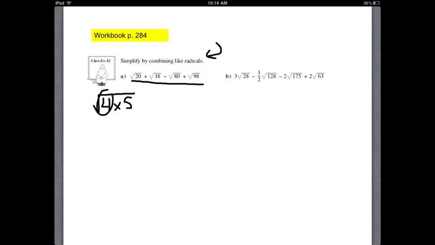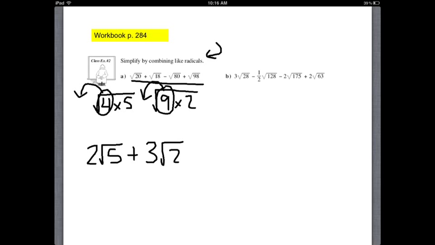This 4 right here is a perfect square. We can bring it out. So this is now going to be 2 root 5. Root 18, that can be broken down to 9 times 2, with 9 being the perfect square. This is going to leave you with 3 root 2.